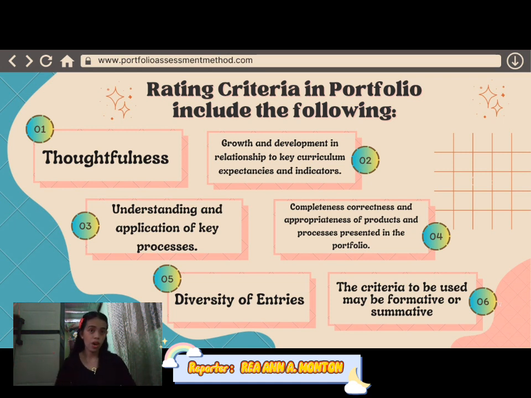So these are the criteria of rating portfolio. First is thoughtfulness. The second one is growth and development in relationship to key curriculum expectancies and indicators. The third one, understanding and application of key processes. The fourth one is completeness, correctness, and appropriateness of products and processes presented in the portfolio. And the fifth one is diversity of entries. So these are the criteria in rating portfolio that you must consider, and that the students must know, and the teacher must consider in evaluating, in grading or evaluating a portfolio.